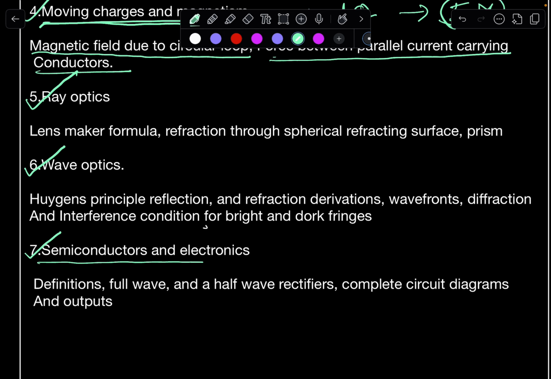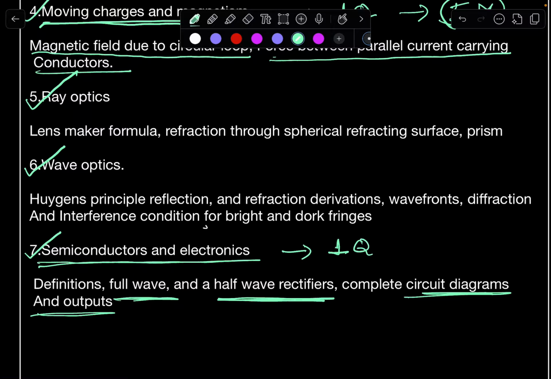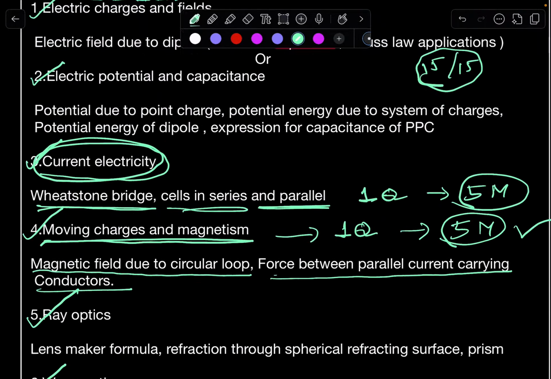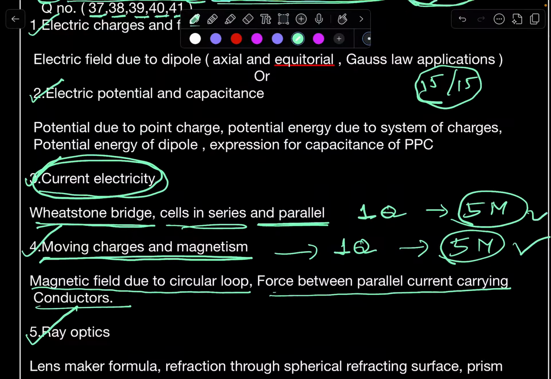And one more chapter, a simple and easiest chapter, completely theoretical concept: semiconductors and electronic devices. Here two important 5 mark questions will be there. One is the half wave rectifier and the other is the full wave rectifier, along with circuit diagrams and outputs. One 5 mark question they will ask, so you will get 5 marks. So 5 marks here, 5 marks in moving charges and 5 marks in current electricity; in total you will get 15 out of 15 in these long answer questions.